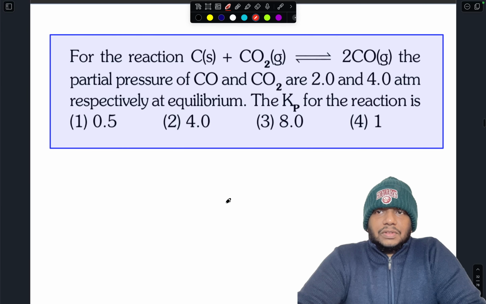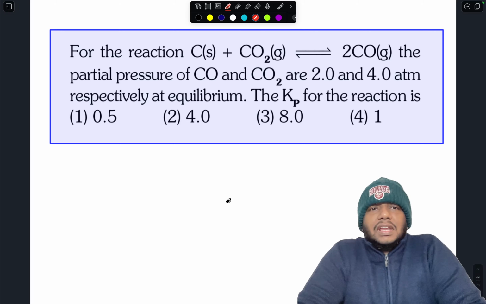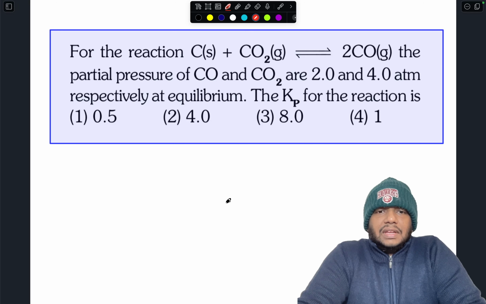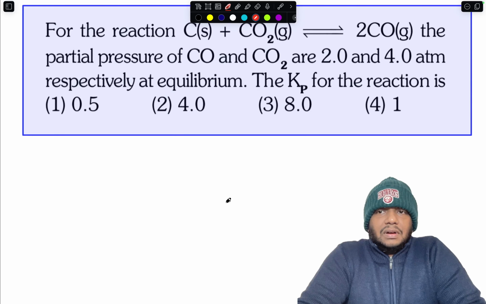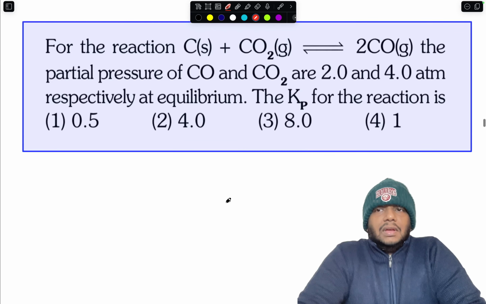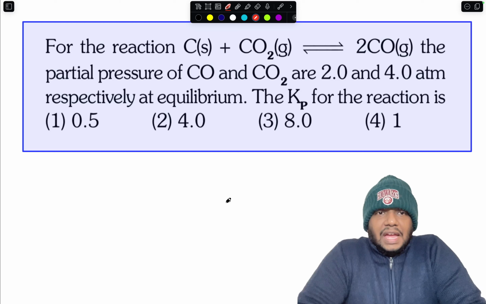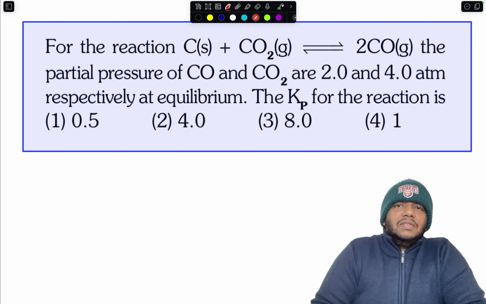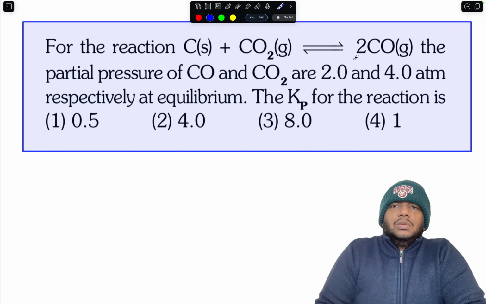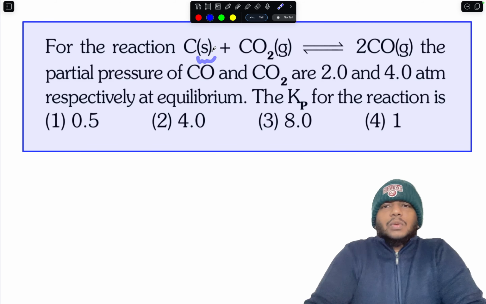I hope you could see the question. Now the question here is for the reaction. I can expand a little if needed. For the reaction, carbon which is in solid form is reacting with carbon dioxide. You are getting 2 mole of carbon monoxide which is in the gaseous form. This is also in the gaseous form, but this carbon is in the solid form.